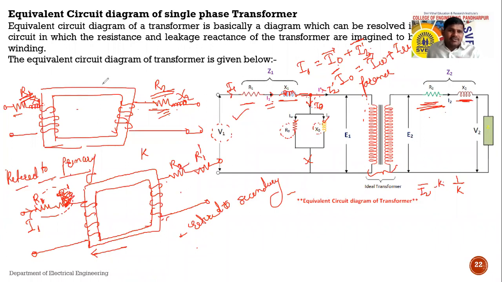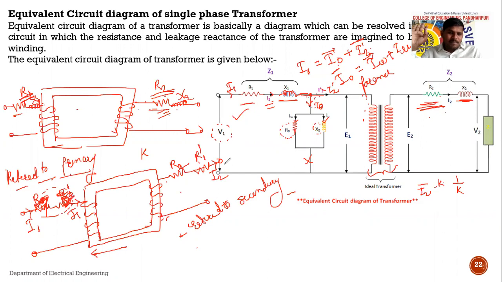This resistance we are transferring into R1 dash, that means on the secondary side. Current flowing from the primary side is I1, and current flowing from this side is I2. So while transferring the primary value into the secondary side, referred to secondary, there is an effect of K, that means a multiplication of K square.